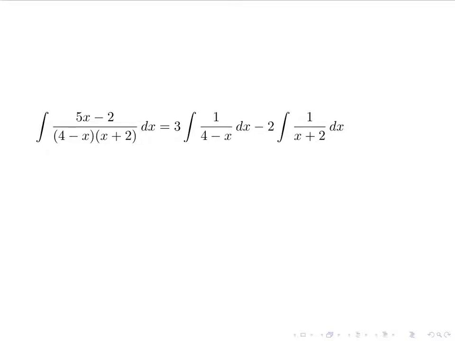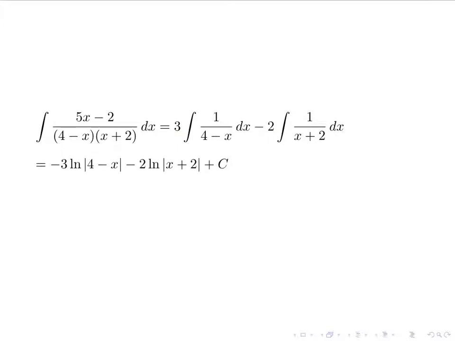So I have 3 times the integral of 1 over 4 minus x dx minus 2 times the integral of 1 over x plus 2 dx. Okay, so again, A and B are here, and I've just pulled them out. Again, what I'm left with is a really, really nice u substitution and then natural log problem.